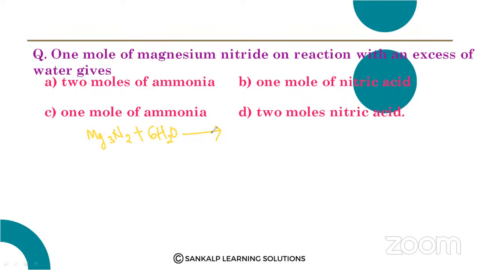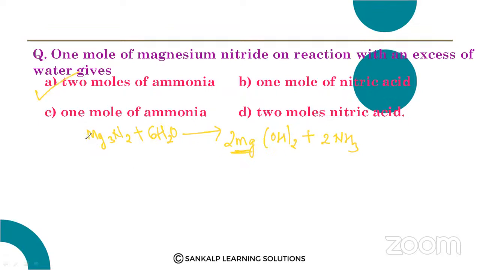Please answer fast. So the product formed is 2 NH3 plus 3 Mg(OH)2, magnesium hydroxide. So what is the question? 1 mole of magnesium nitride on reaction with excess of water gives you what? So what are the options? 2 moles of ammonia. So this is the correct answer, after writing the reaction.